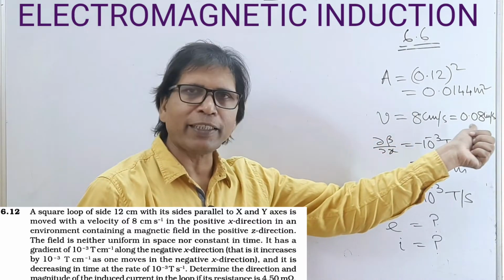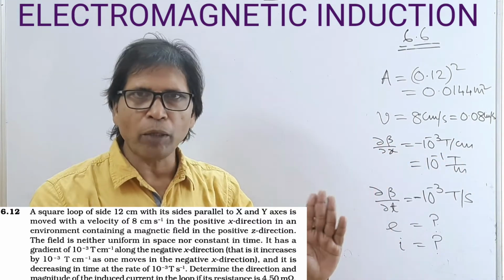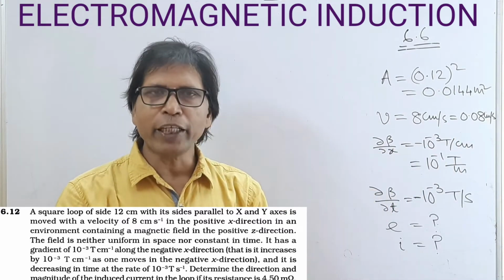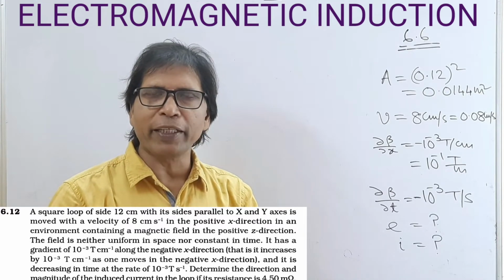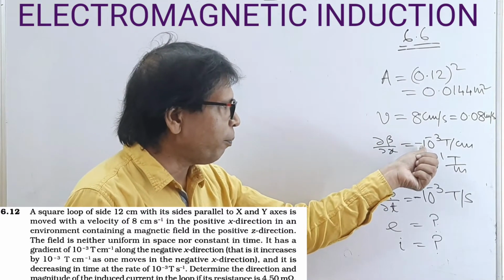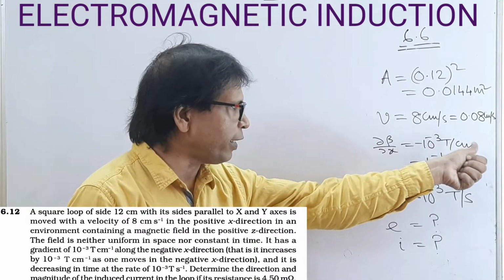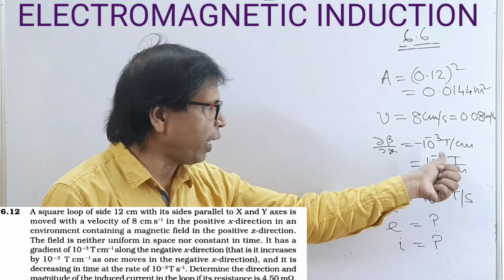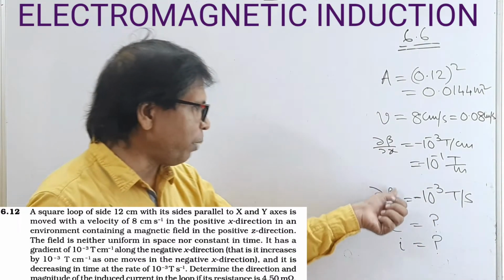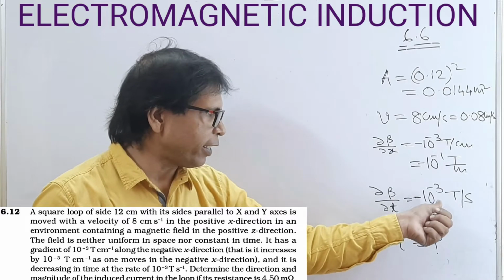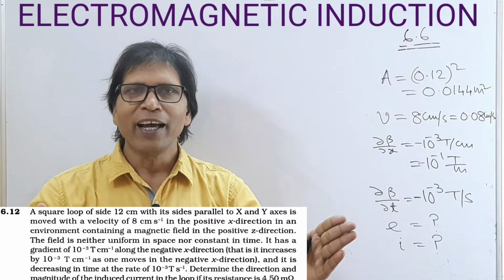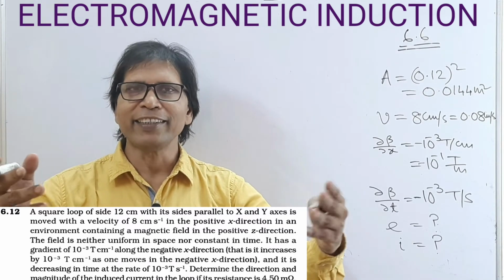Velocity 8 centimeter per second. The velocity of the square coil is 0.08 meter per second. The magnetic field decreases along the negative direction of the x-axis. Therefore, del B by del x is minus 10 to the power minus 3 Tesla per centimeter, that is 10 to the power minus 3 Tesla per meter. This is the negative side. And del B by del t, the magnetic field decreases at this rate. We have to calculate the induced EMF and induced current, and resistance is given.